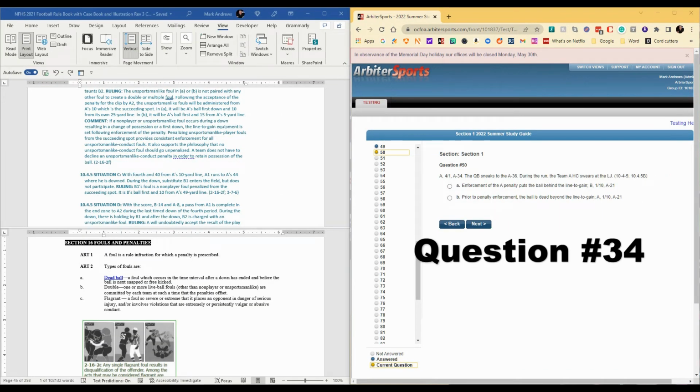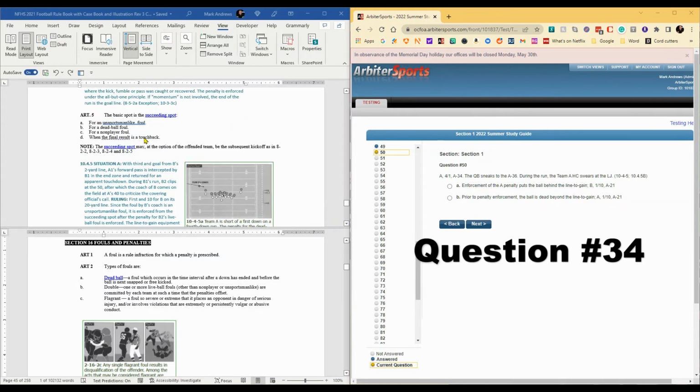Okay, question 50 is sort of the reverse of the last question. A 4th and 1 at the A34. Quarterback sneaks into the A36, so he's passed the line to gain. During the run, the Team A head coach swears at that poor line judge, and using the same rules references, the 10.45 and 10.45B, basically, again, we've got line to gain is made, so we have a first down, and then we're going to enforce the unsportsmanlike conduct on Team A.